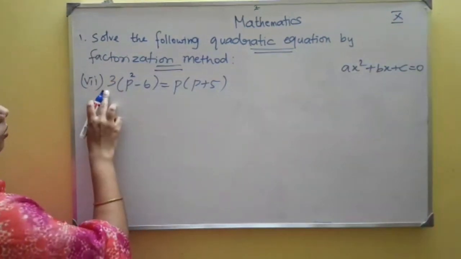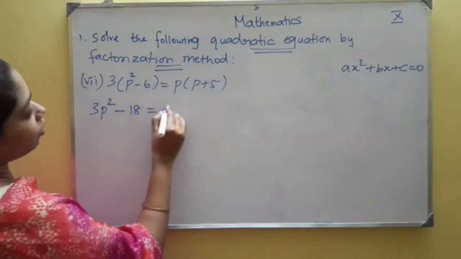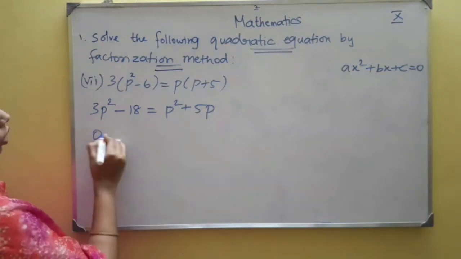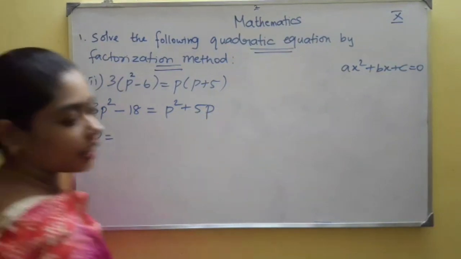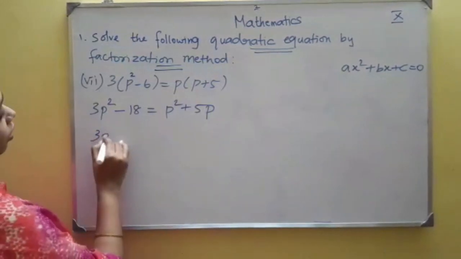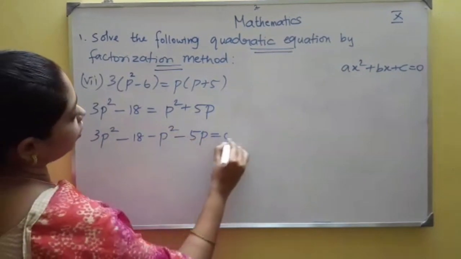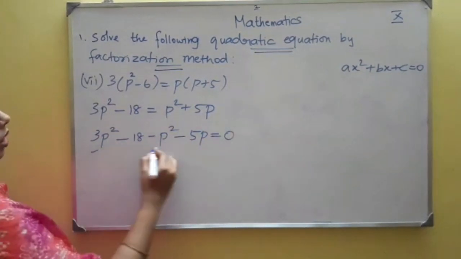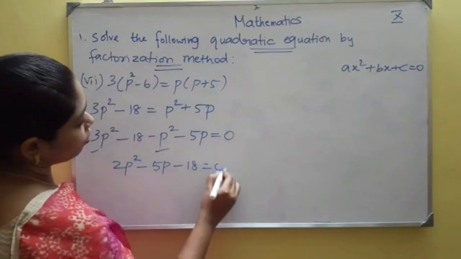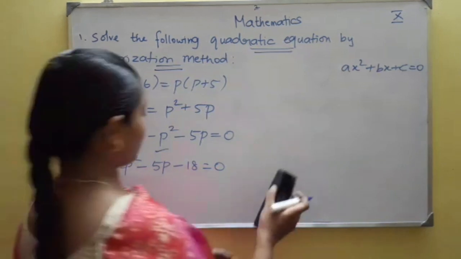So I am just going to multiply this 3 inside the bracket. 3p² − 18 = p² + 5p. Now take everything to the left hand side. You will get 3p² − 18 − p² − 5p = 0. Now 3p² − p² is 2p², so 2p² − 5p − 18 = 0. Now this is in the normal quadratic equation format. Now you can do factorization.